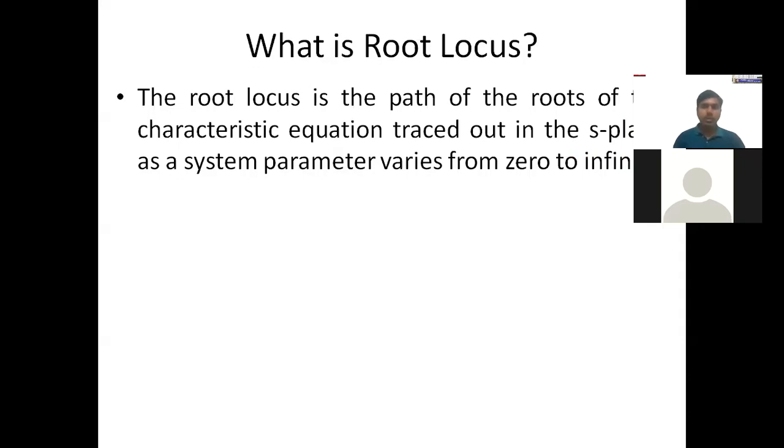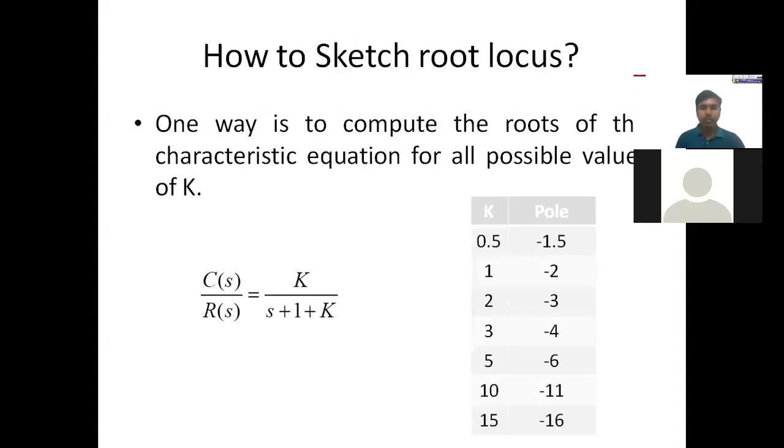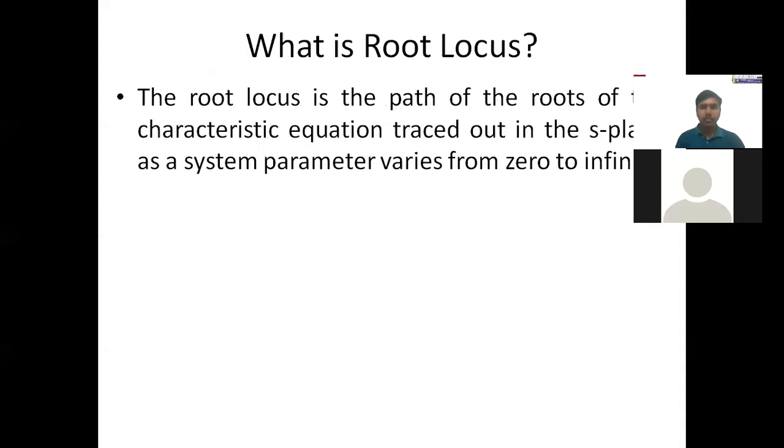What is the root locus? For the higher order system, we'll generally prefer the root locus concept. What is meant by root locus? The root locus is a path of the roots of the characteristic equation. That is nothing but the pole locations of the closed loop system. If we know the path of the poles, then we can easily find out the K range for the system to be stable.